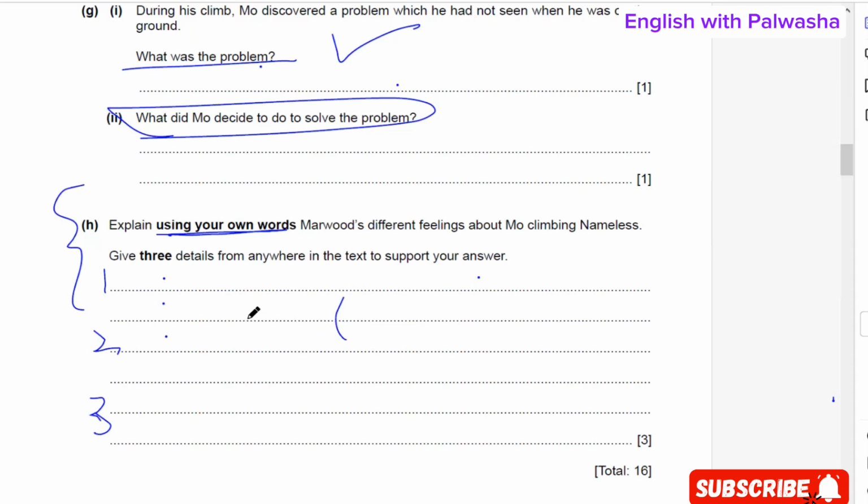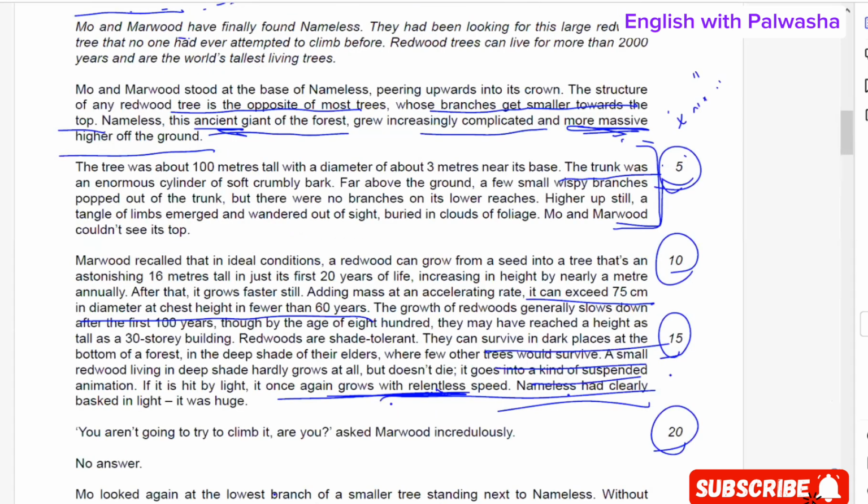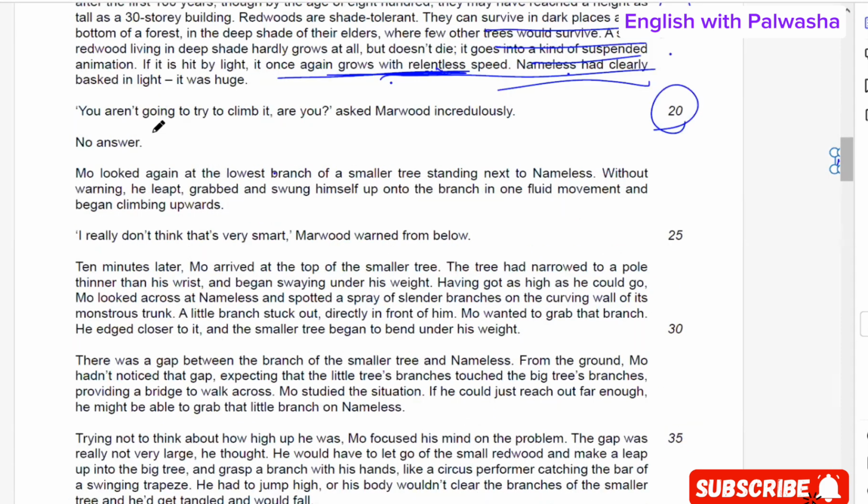Like, for example, you have explained the first one from here. So we are going to pick up this first example, my dear friends. "You aren't going to try to climb it, are you?" asked Marwood incredulously. This is one of the first details, Marwood's different feelings about Moo climbing Nameless, which you're going to explain.